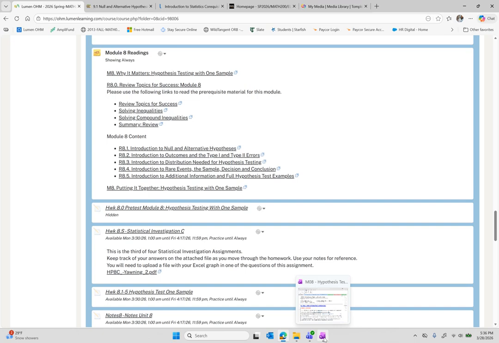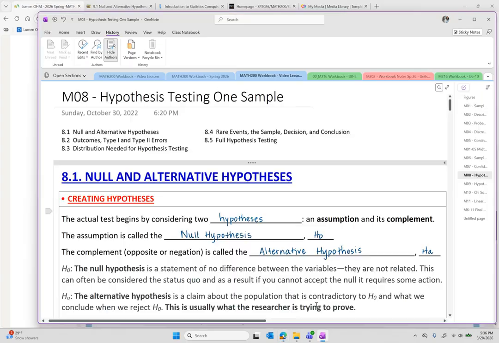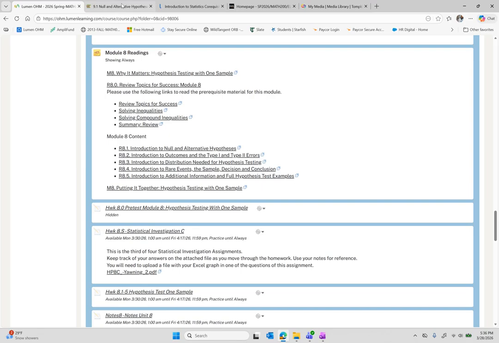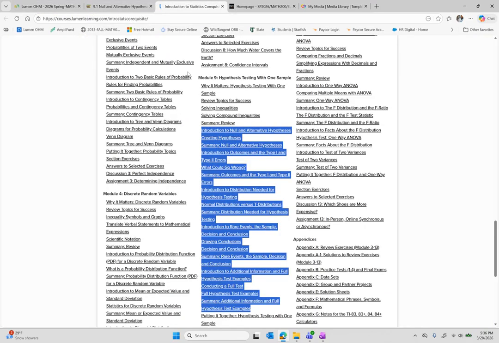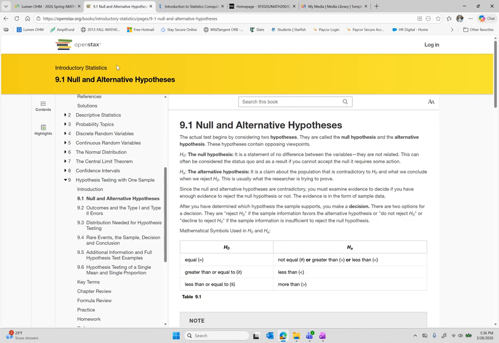After discussing confidence intervals, we are now in Unit 8 of our Statistics OER course, which is a topic on hypothesis testing with one population and one sample from that single population. As a reference, in the Introduction to Statistics Corequisite Lumen book, we are in Module 9 for hypothesis testing with one sample. And in the Introductory Statistics by OpenStax, we are also in Module 9, hypothesis testing with one sample, and we will start today with null and alternative hypotheses.